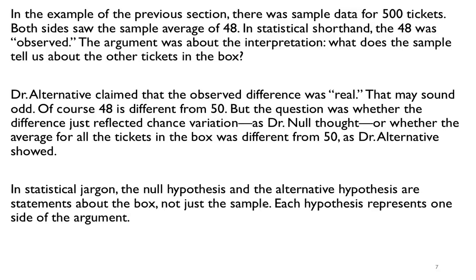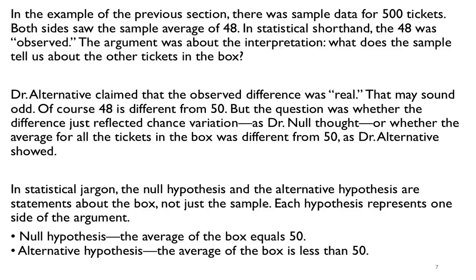So the null hypothesis and the alternative hypothesis are two statements about the box, not about the sample, and each hypothesis represents one side of the argument. The null hypothesis says that the average is 50. The alternative hypothesis says the average is less than 50.